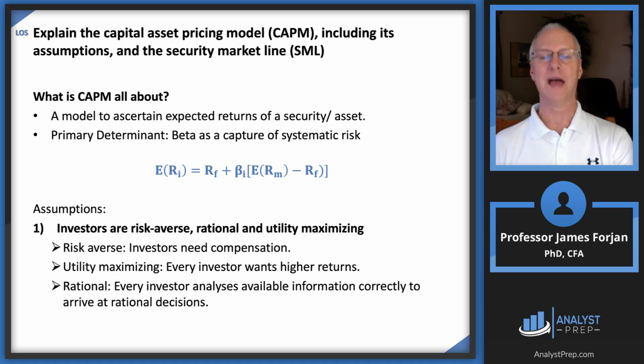Being rational means that investors are able to completely and accurately process all of the available information and then to correctly arrive at a reasonable decision based on things like beta and risk-free returns. And then the idea about maximizing utility is that all investors prefer higher returns to lower returns. Remember, in the previous reading, we talked about utility being a measure of satisfaction. And in the finance universe, satisfaction is measured by the relationship between risk and expected return.